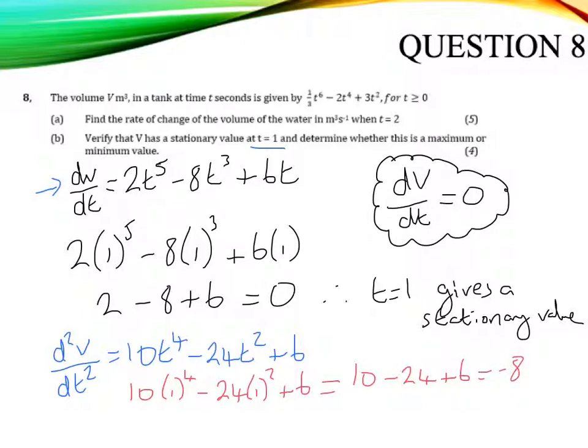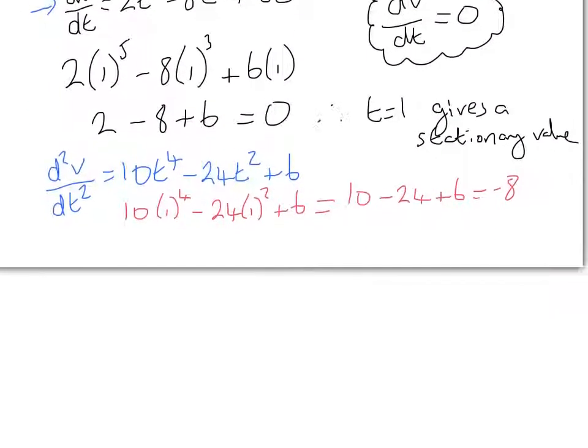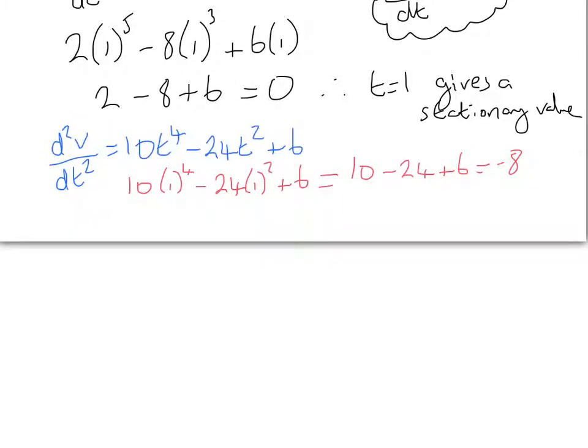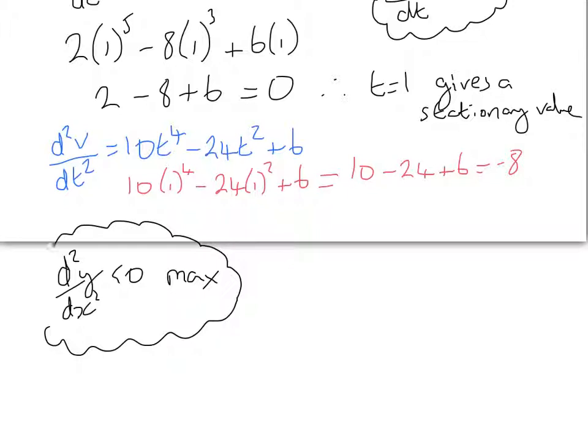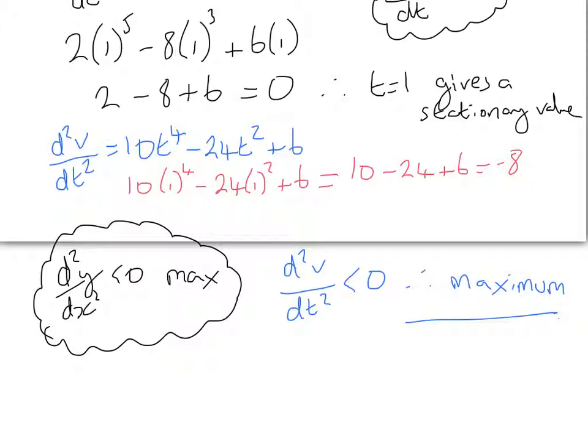And we're remembering that when we have this type of problem, we can say that if d2y by dx squared, if you remember from before, if that was less than 0, then we had a maximum point. We're going to use the same principle here, and we're just going to say that d2v by dt squared is less than 0, therefore this is a maximum. Okay, that's that part done too.